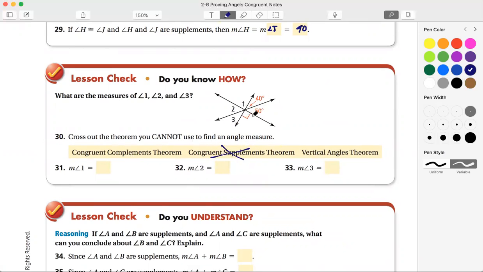All right, so right off the bat, 1 is vertical to the 90-degree angle, so it must equal 90 degrees. So I can label it. For 2, 40 plus 90 is 130, or it is opposite 50, whatever you want to do, vertical angles. So it must be 50 degrees. And then 3 is opposite to 40, vertical angles, so 40 degrees.